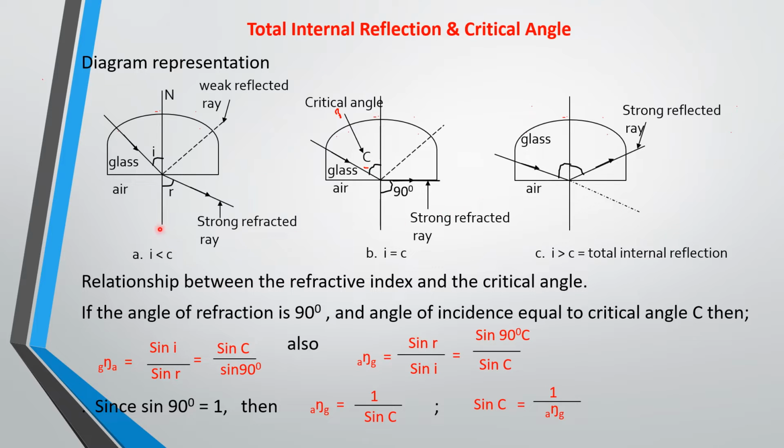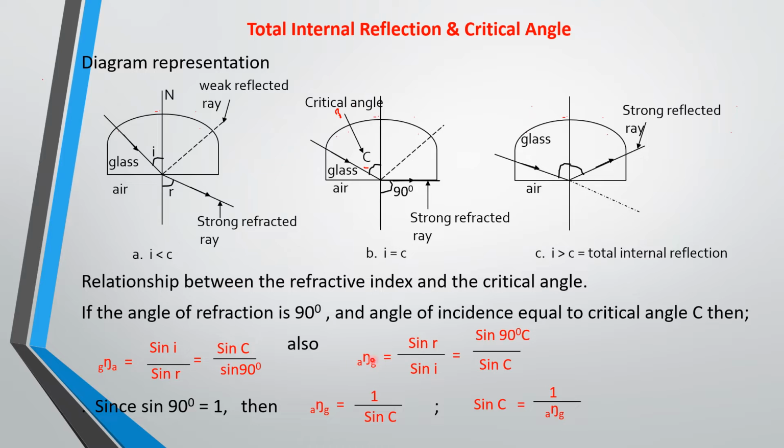Okay, so now what is the relationship between the refractive index and the critical angle? We have said from Snell's law that when a ray of light travels from glass to air, the refractive index equals the sine of the incident angle all over the sine of the refracted angle. Now we said that for the critical angle, the incident angle becomes sine C, while the refracted angle becomes sine 90 degrees. Now we know that sine 90 degrees is equal to 1.